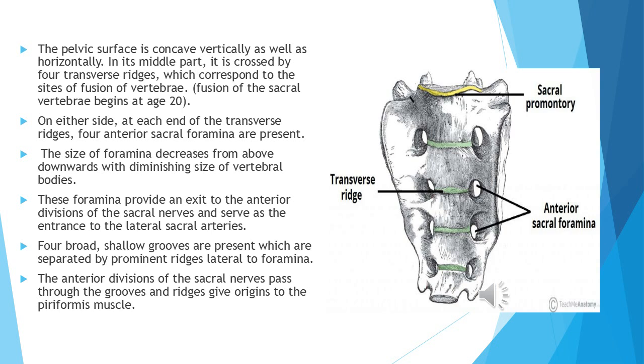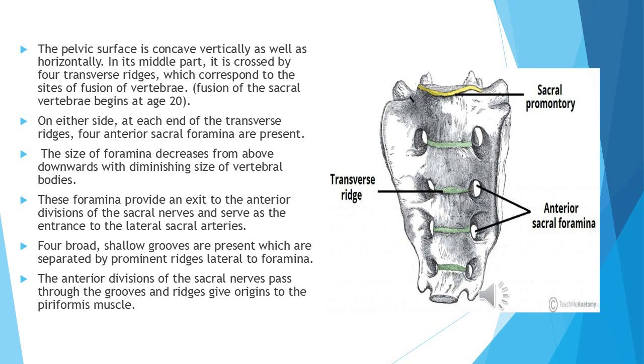You are seeing now the four sacral foramina, or the pelvic sacral foramina, or anterior sacral foramina. The size of these foramina decreases from above downward, with the diminishing size of the vertebral body. The function of these foramina is that they provide an exit to the anterior division of the sacral nerve and serve as an entrance to the lateral sacral arteries.